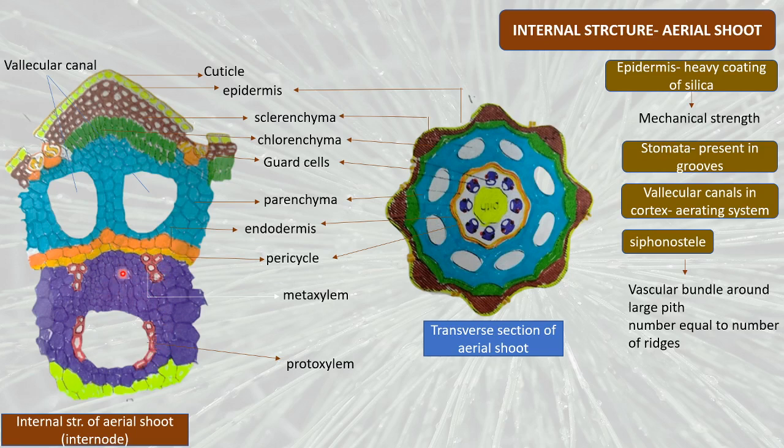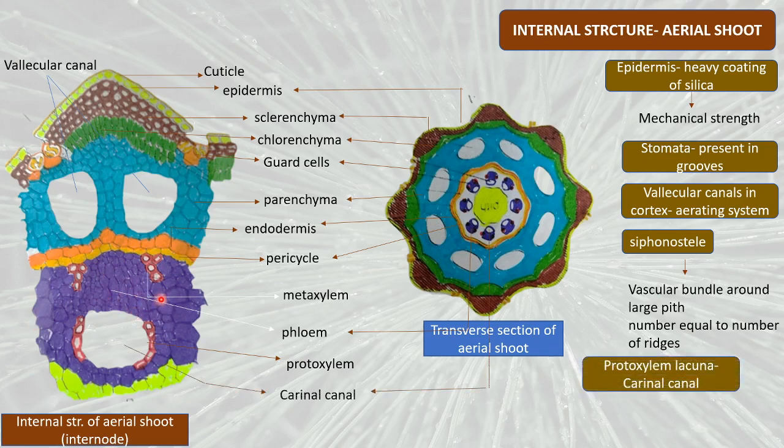And then this structure that you see is the phloem, right? So this is the phloem. Xylem is the water conducting part and phloem is the food conducting part, right? So this is phloem. And then, one very important thing to understand is about the carinal canal, right? So this is the carinal canal.